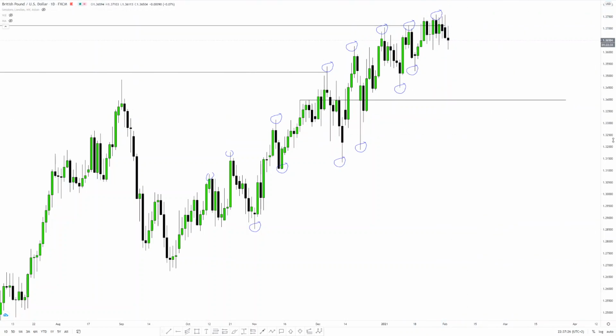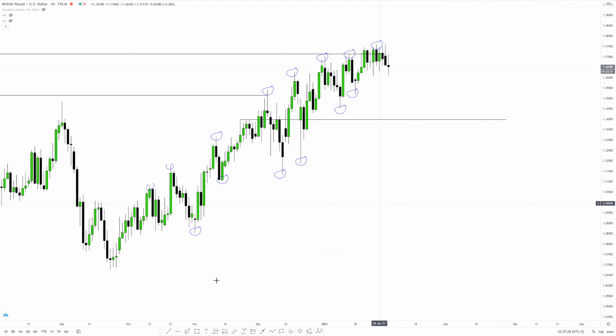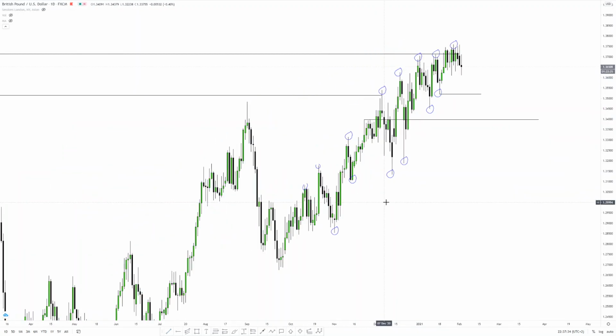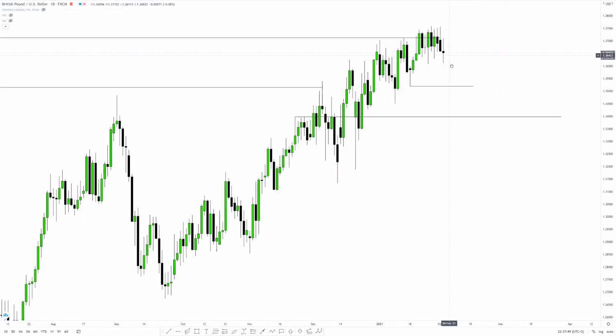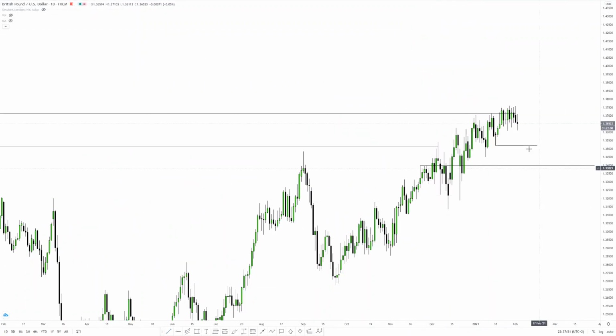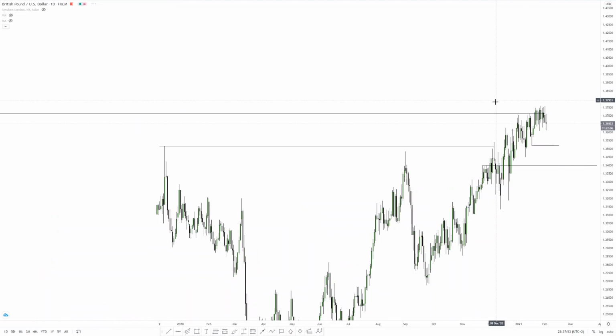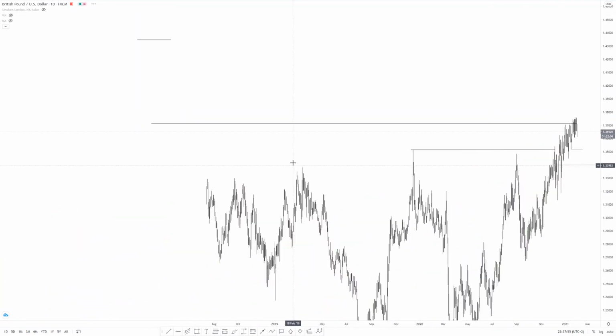So you can see the structure is still well maintained until we break below this low. Until we break below this low, we're still bullish on GBPUSD, right? So this is the low. If we break below it, this is our invalidation level. If we don't break below it and find support, then oh my god, we're going higher.